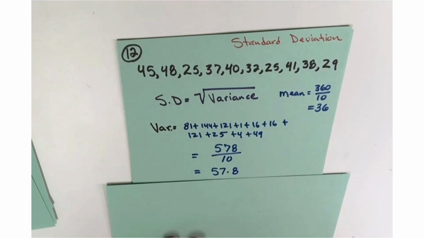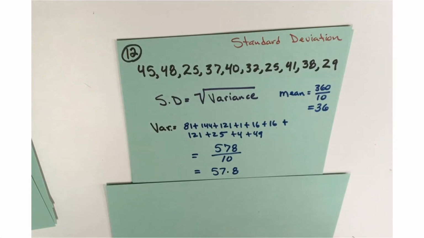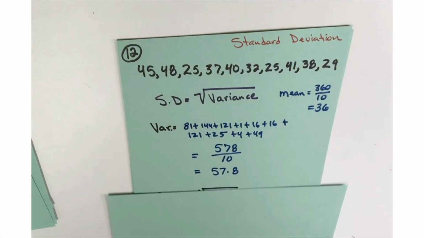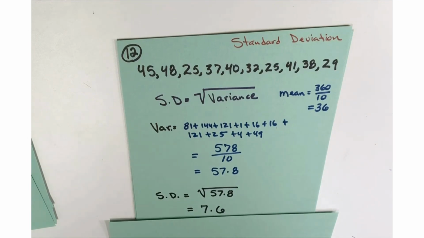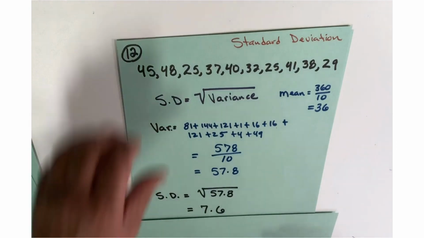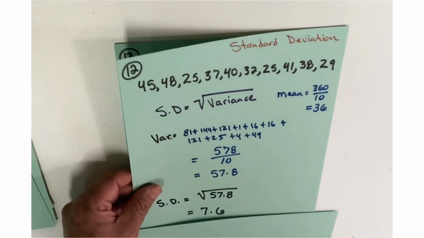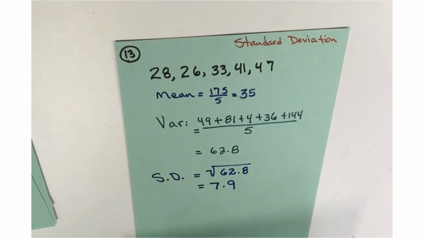This is the variance. So how do we find the standard deviation? You go to your calculator, you hit the square root button, and that is your standard deviation, which is 7.6. Now you're going to need standard deviation for next week's lesson on the normal curve. So we need to know how to find the standard deviation manually, okay?